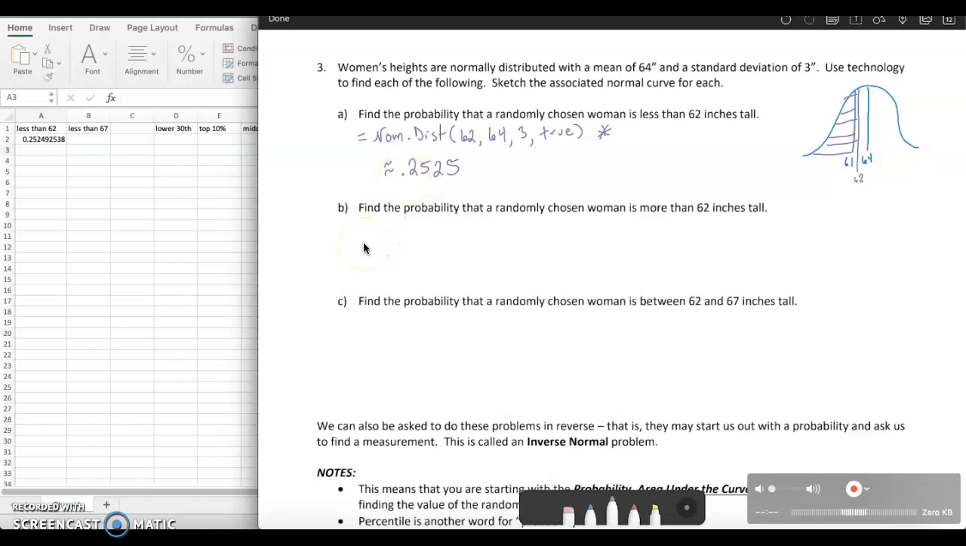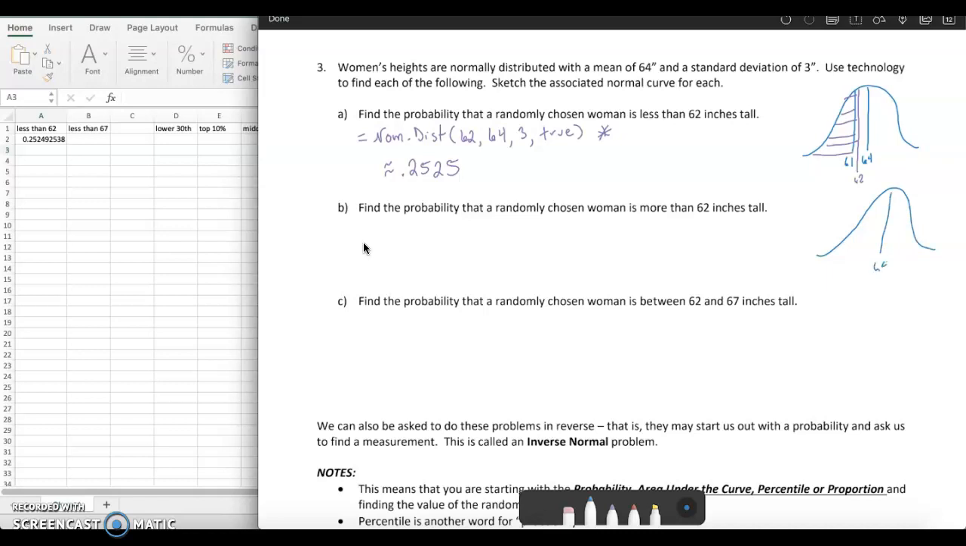Okay, what is the probability that a randomly chosen woman is more than 62 inches tall? So we have the same normal curve going on here, mean still at 64. The value in question is still down here at 62, but this time we want the other side. We want more than that.